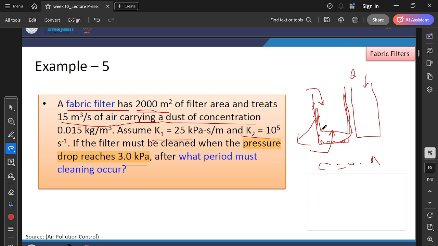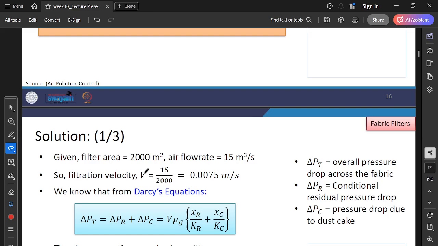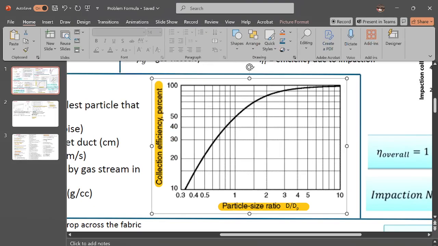Because we have designed that, we know the cleaning period. We can take the minimum pressure drop. So if it reaches 3 kilopascal, you have to clean. But when to clean? That period we are going to calculate. Okay. So I am going with the formula sheet.